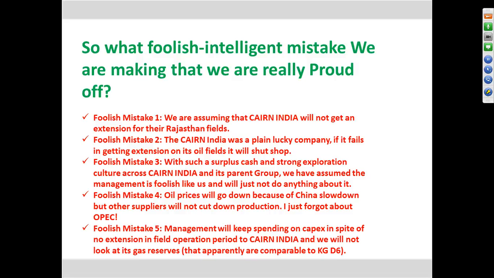Now, the key thing to understand over here is that we are also not looking at whether there can be a gas output, even though the gas reserves that Cairn India has been reporting over the last 3 months are clearly equivalent to what Reliance is reporting for KG-D6 as of now, that is about 3 TCF. Now, these are the kind of foolish mistakes that we have made.